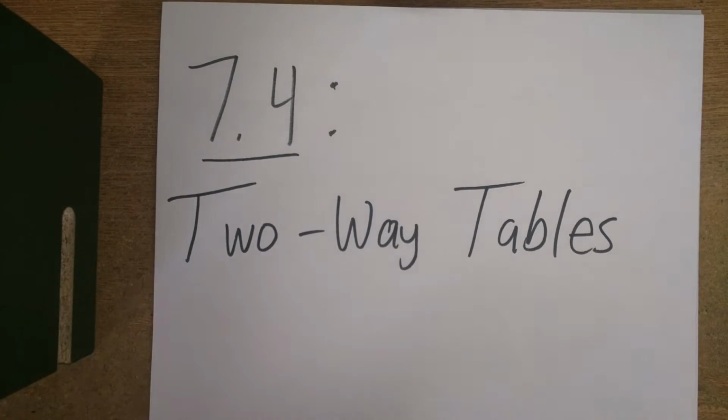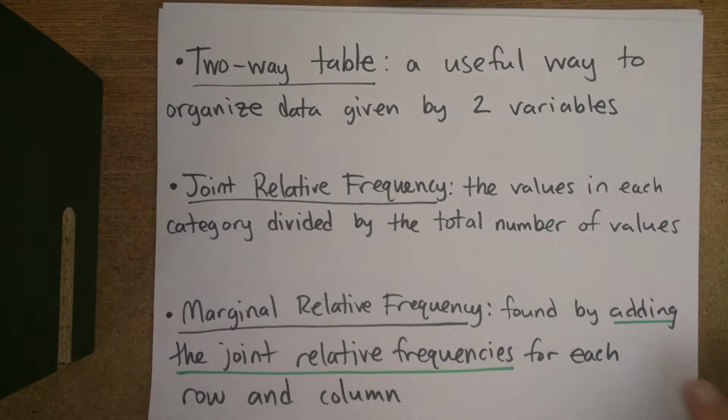7.4, two-way tables. Got a little bit of vocabulary for you. Copy that down real quick.